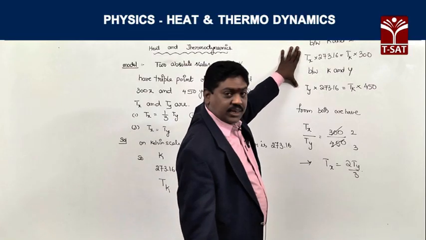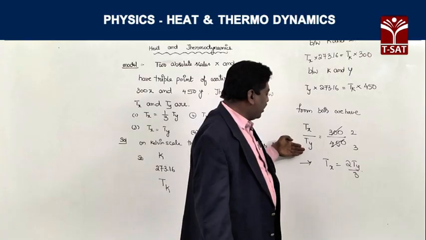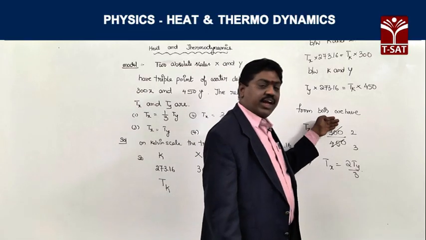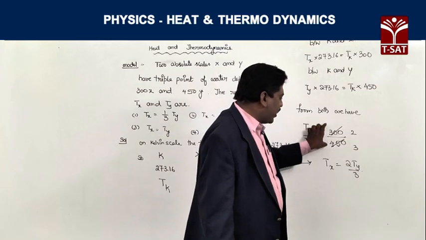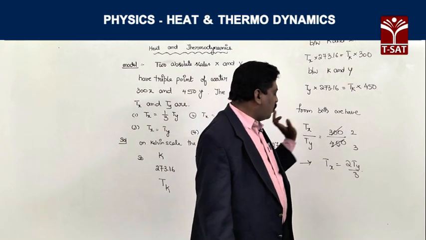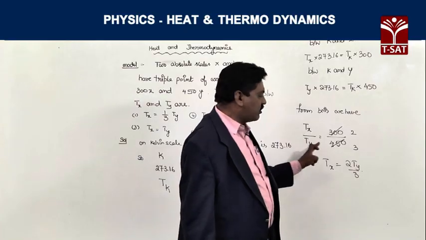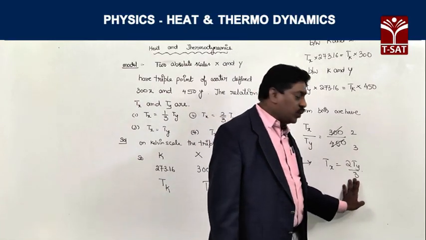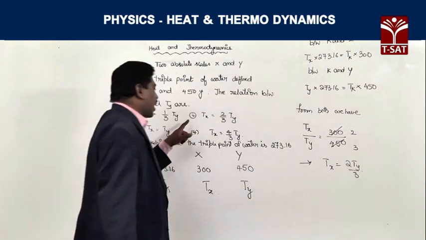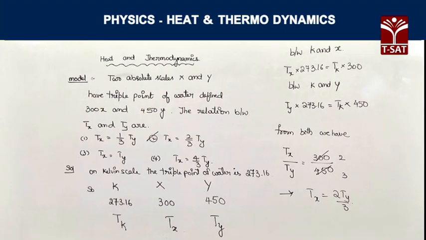Dividing one by the other, we get Tx by Ty is equal to 300 by 450, and 150 twos and 150 threes, we get the cancellation here. So, we have Tx by Ty is equal to 2 by 3, and from which we have Tx is equal to 2 Ty by 3, which is our second option.